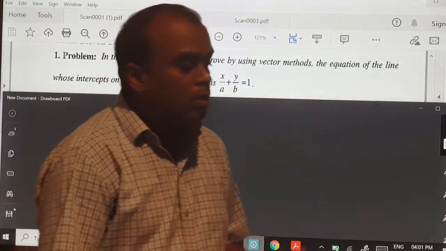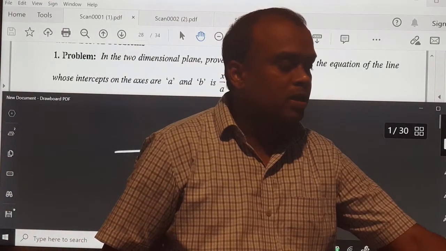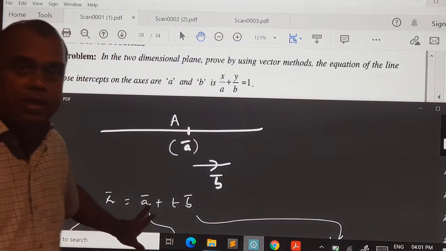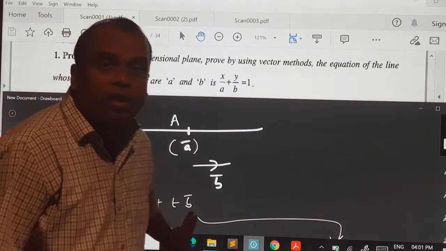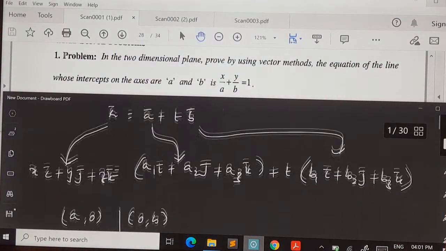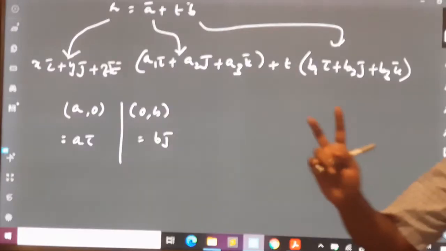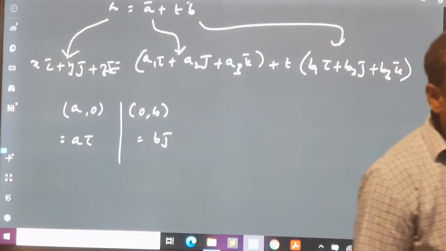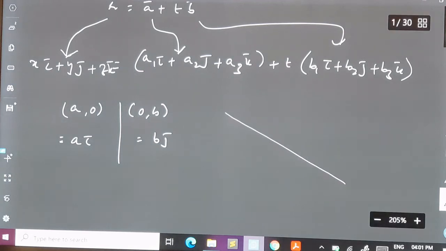So if I want to apply the formula r bar is equal to a bar plus t b bar, I know that this is a point on the line and this is a vector along the line. So here I am given 2 points. In this problem I am given 2 points. Okay, so I make one vector along the line. You see the points on the line are (a, 0) and (0, b).